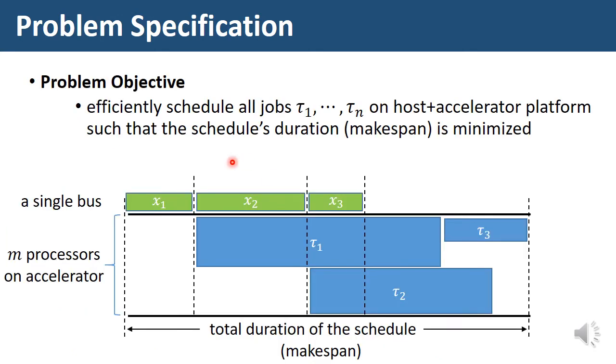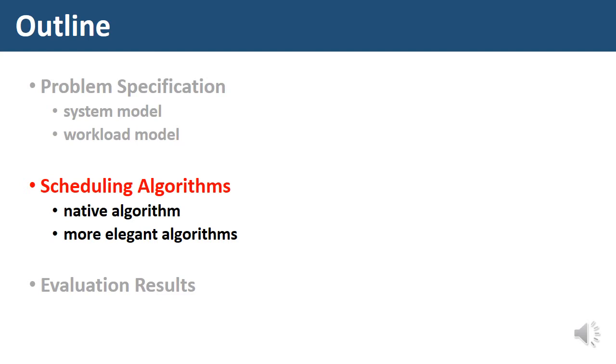We aim to efficiently schedule all jobs tau 1 to tau n on the host-accelerator platform, such that the schedule's duration, which is also called the mixed span, is minimized. Here, the mixed span is from the time that the first job starts its offloading to the time at which all jobs complete their execution. In the following, we discuss how to minimize the mixed span.